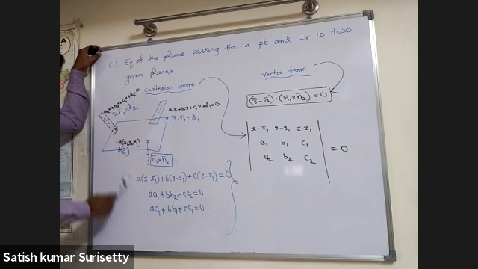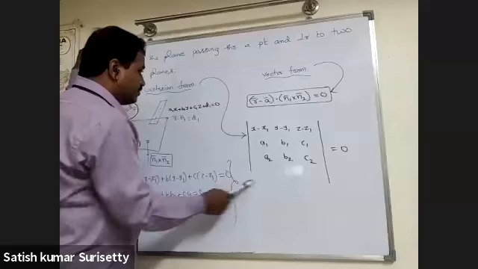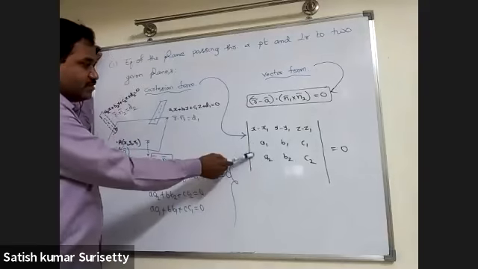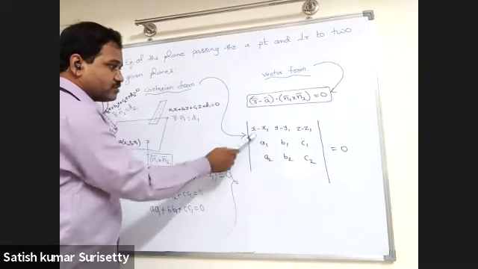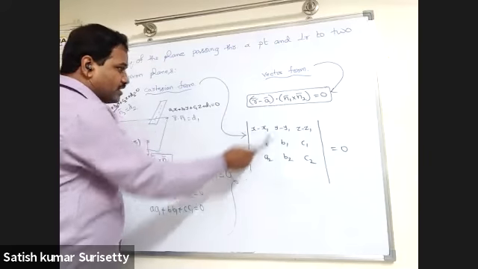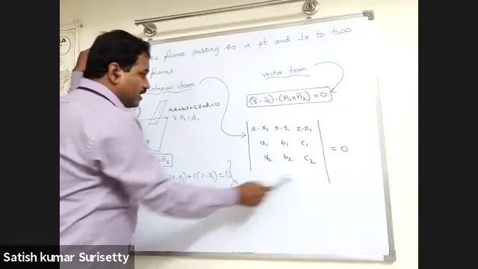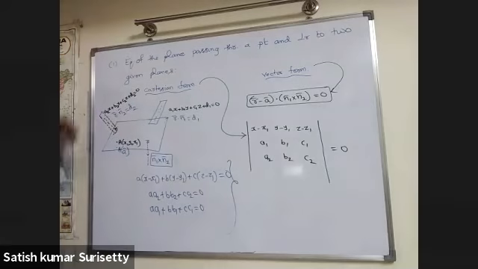By eliminating a, b, c, we can get this equation in determinant form. Or even this can be considered from the vector form directly. So r bar minus a bar corresponds to the first row, n1 bar corresponds to the second row, n2 bar corresponds to the third row.